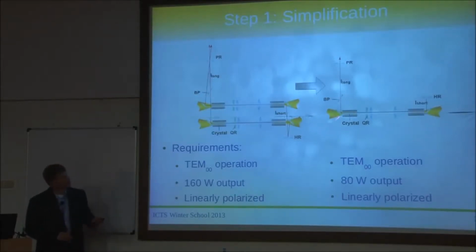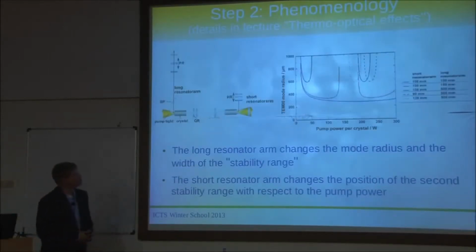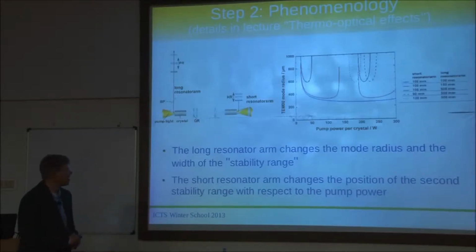So I'm going to show you the effects on this simplified system here. The phenomenology that you can observe is that you really want to have an asymmetric resonator design. You might have realized that the arm lengths in this thing and also in the 4-head ring resonator are not the same. So it's an asymmetric design. What happens if you build something like that is that you play around with the stability range of the resonator. What I mean by that is shown in this picture here. Here is the pump power per crystal, and what's plotted here is the mode radius inside the crystals.